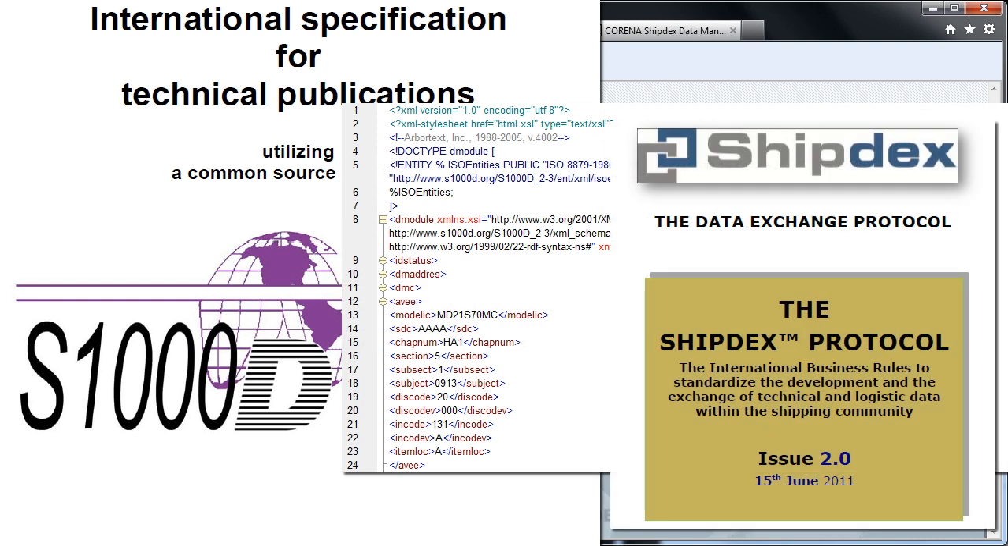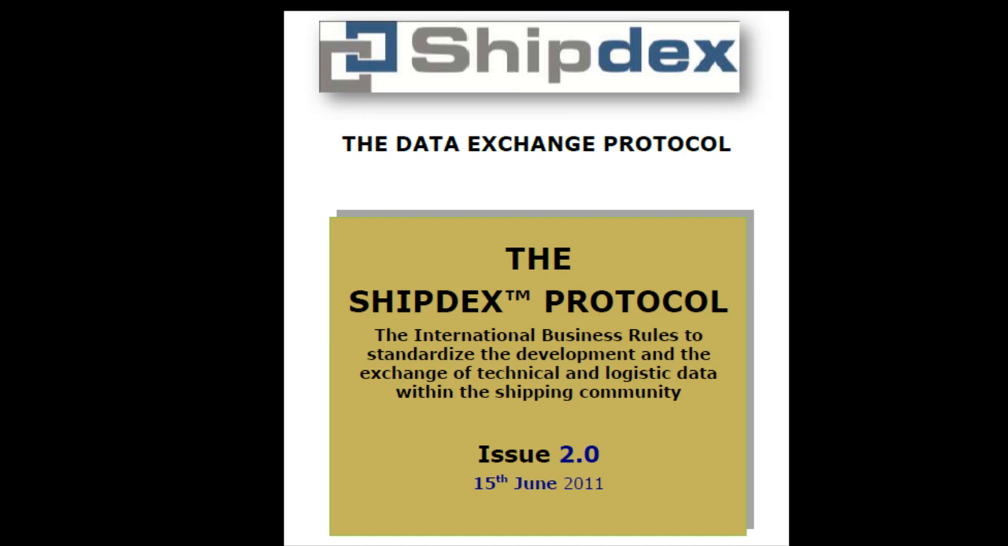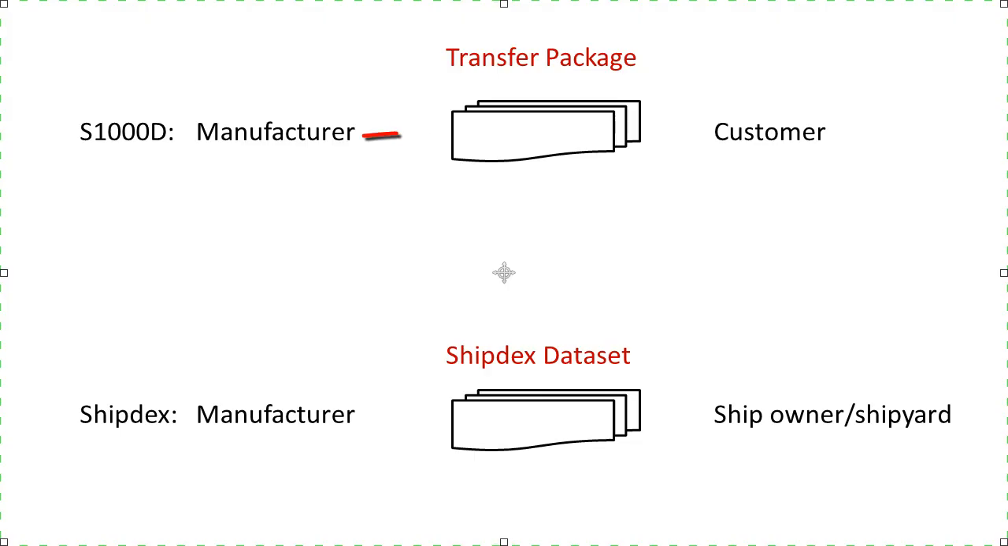The method of exchanging Shipdex documentation differs from the S1000D specification, and this is where Shipdex Data Manager comes into the picture. While S1000D data is exchanged in transfer packages, followed by a data dispatch note, Shipdex data is sent in a specific folder structure called a Shipdex Data Set.